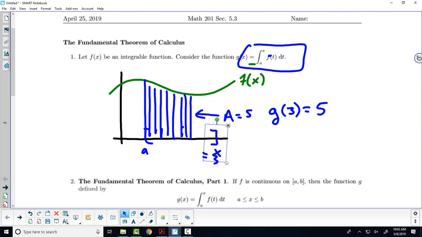As I slide x, what's going to happen? The area is going to increase in this case. But how much does it increase by? Well, it depends on what the shape of f of x is doing. Right? So as I slide that x back and forth, we're going to be adding or subtracting area, and that's going to be based on the shape of what? The function that we're finding the area underneath. Okay? So that's what the fundamental theorem of calculus says.